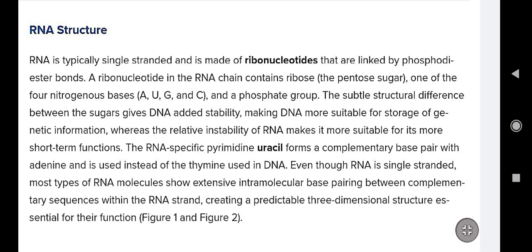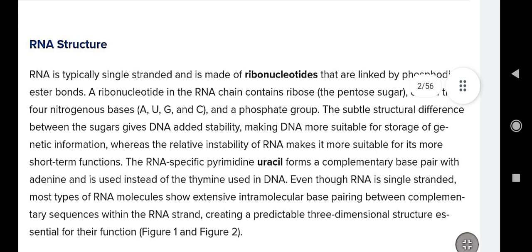As it is being said, it makes the DNA more suitable for storage of genetic information, whereas the relative instability of RNA makes it more suitable for its short-term function. So RNA is basically involved not in stability but for immediate functions. We want to make protein immediately during that short period of time. So for that reason, from the DNA, transcription occurs. DNA uses the template to form RNA by the process of transcription with the help of some enzymes, specifically the RNA polymerase. You will see later on.